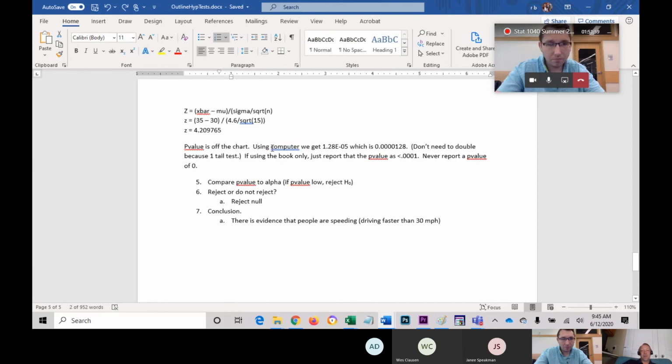Oh, by the way, if you use the computer, your p-value is that number right there, 1.28 times 10 to the minus 5th.